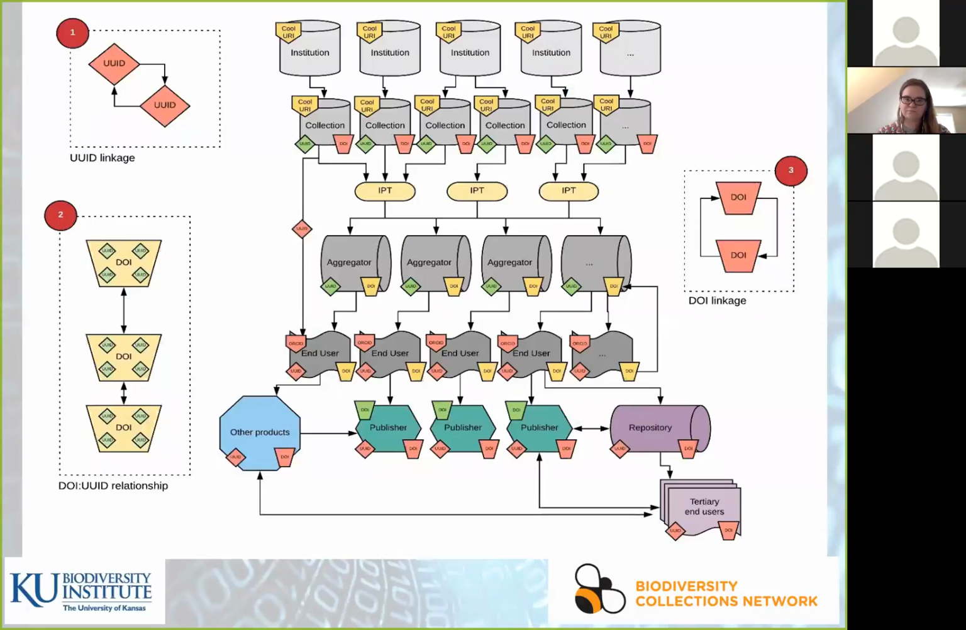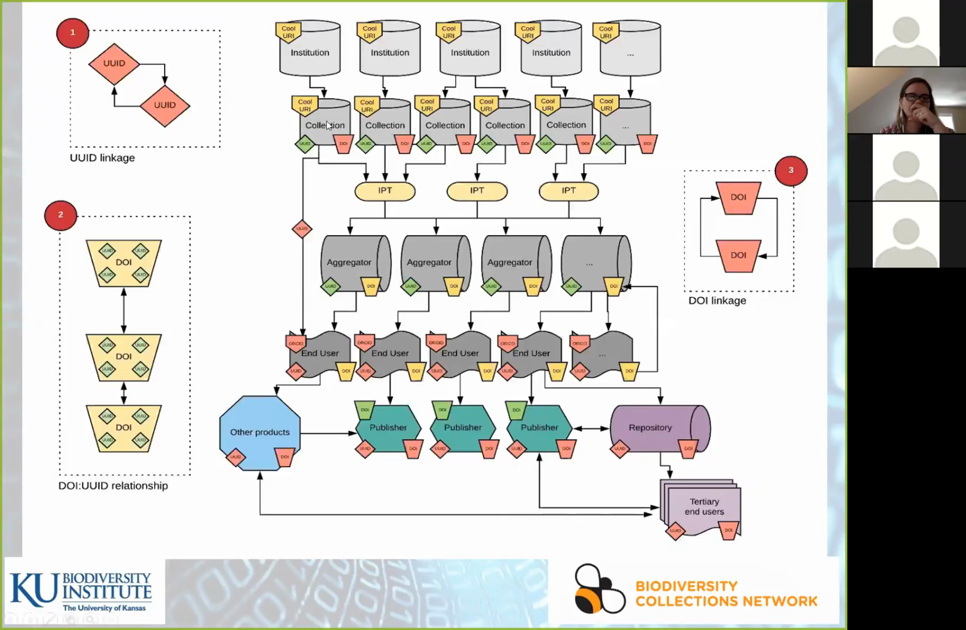And so this is the sort of diagram that we came up with to try and outline what that landscape looks like. So obviously up at the top you have your institutions that are then linked to collections, multiple collections in an institution potentially, and each of these institutions has cool URIs and collections have cool URIs associated with them to be able to identify the institution or the collection from which those records are coming.